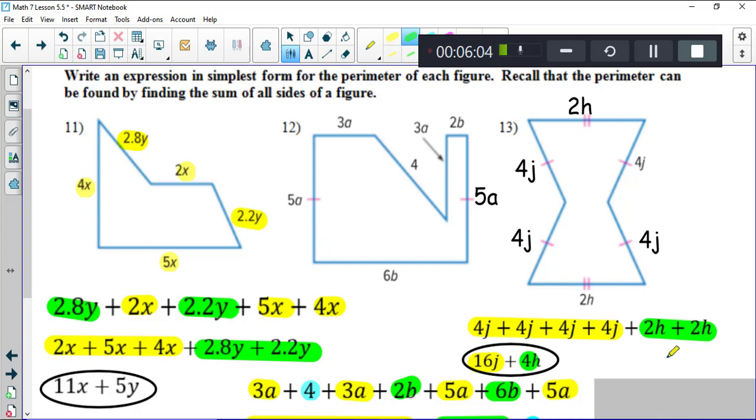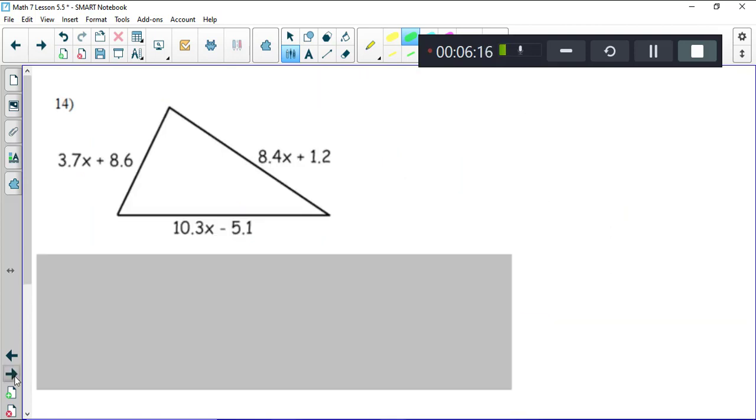And again, to find the perimeter of any shape, and we're going to see one in number 14, which is a little simpler, but it involves some subtraction, just add up all the outside side lengths. All right, let's give question number 14 a try. It's pretty similar to what I would expect to see on a quiz or a test in this unit.